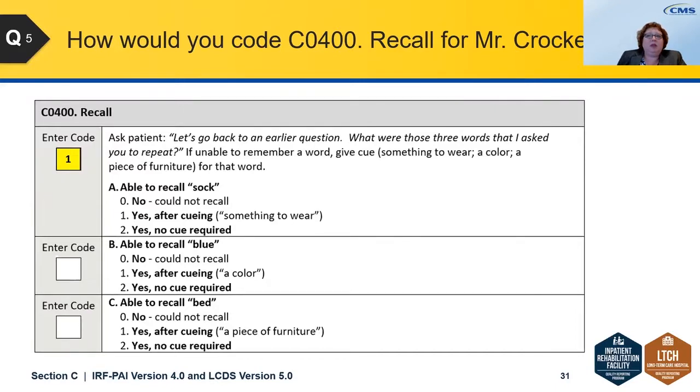Okie doke, maybe let's take a look at those responses. Okay, great. 96% thought it was yes, no cue required. And indeed, that is the correct answer. No cue required. Let's go ahead and complete the coding of C0400 recall. How would you code C0400C, able to recall bed, for Mr. Crocker? Would you use code 0, no, could not recall, 1, yes, after cueing, or 2, yes, no cue required?